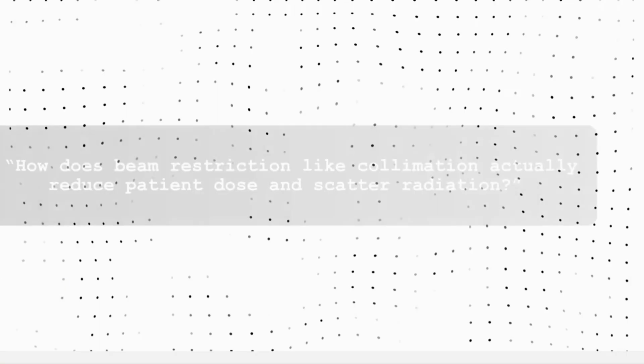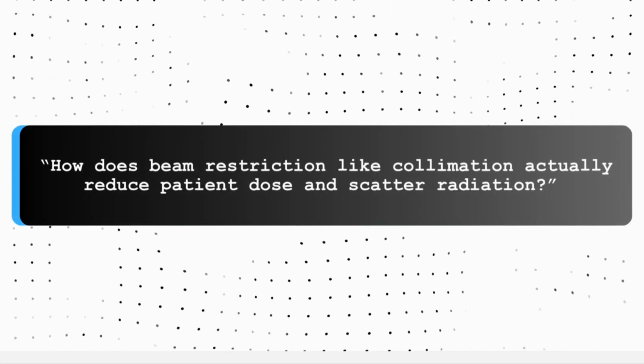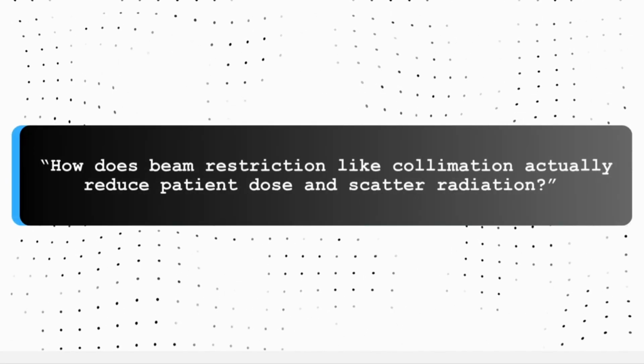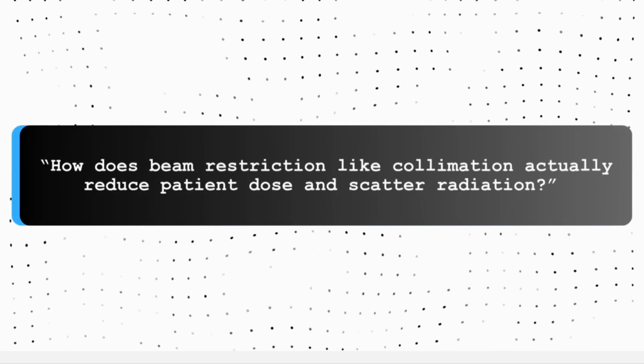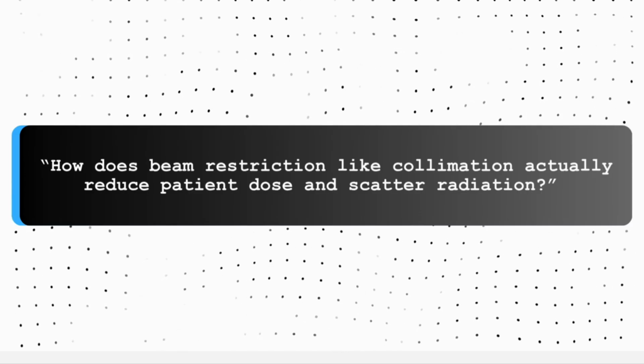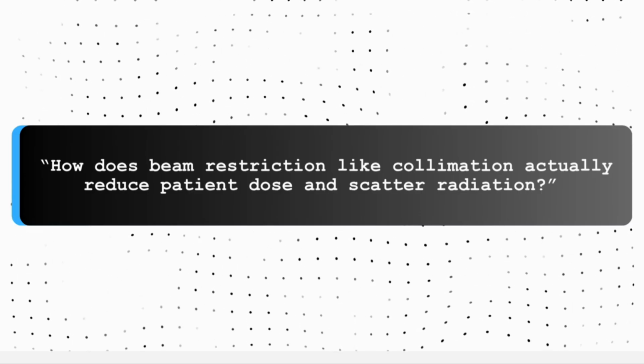So the second question comes from Jacob. How does beam restriction like collimation actually reduce patient dose and scatter radiation? Which is a great question. So collimation reduces patient dose through 2 direct mechanisms. It limits the volume of tissue irradiated and significantly reduces the production of scatter radiation.